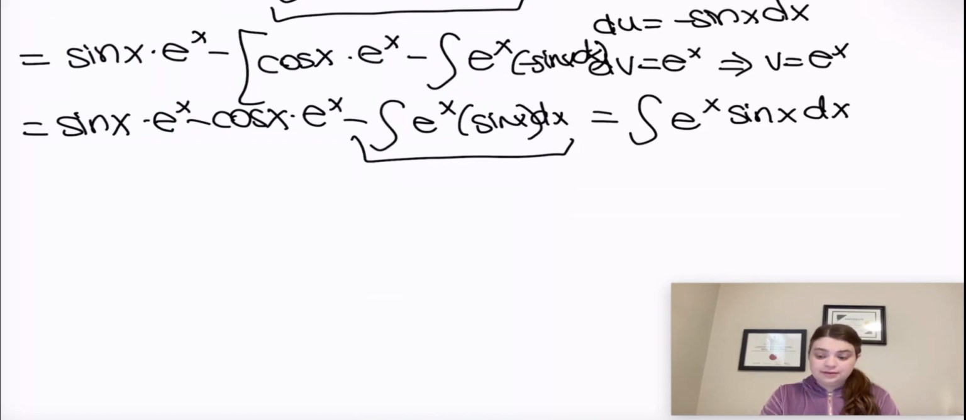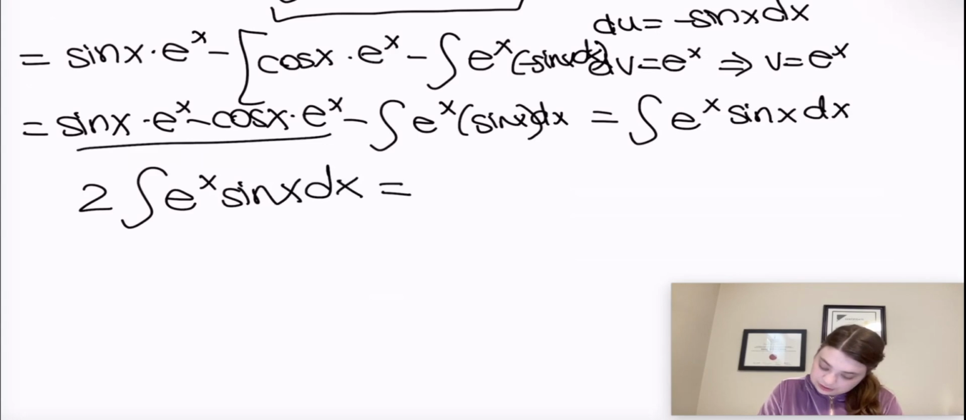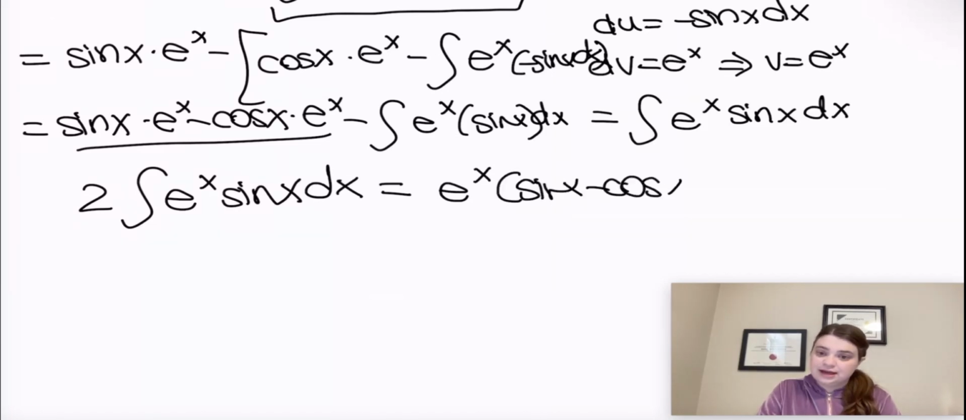So what does that tell me? Well, if we add this to both sides, we would end up with 2 times the integral of e to the x sine x dx is equal to this other stuff. It's equal to, if I factor out the e to the x, e to the power x times sine x minus cosine x, like that. And then if we divide by 2, we're going to get the final answer.